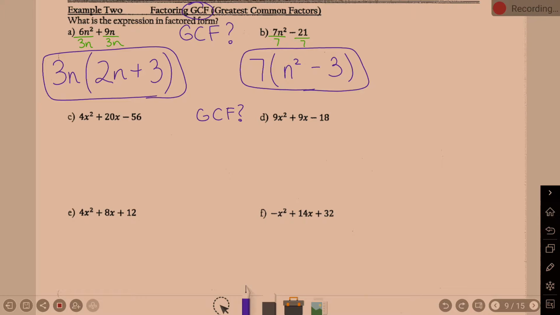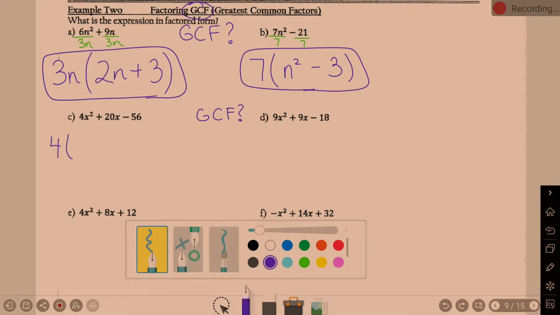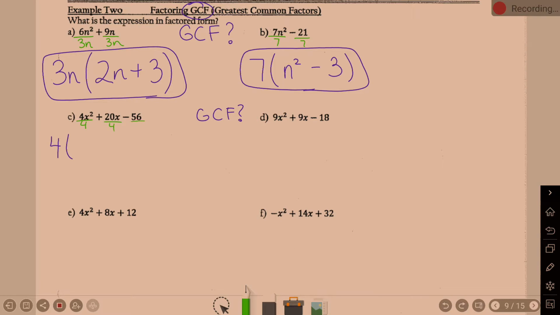Okay, and here's what I would say. These are all even. So I know there's a minimum of 2. My brain says, well, I know 4 goes into 4 and 20. So I'm going to grab the calculator and check if I'm not sure. Does 56 divide by 4? And does it? Yeah. It's 14. Okay, so we're going to put a 4 out front. And that means I'm dividing each of these terms by 4.